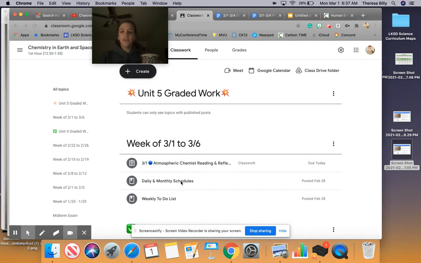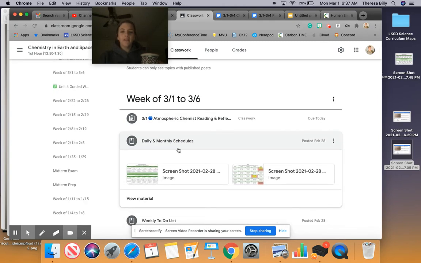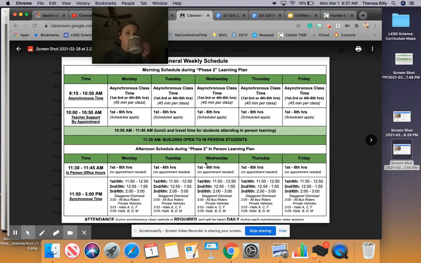A couple other changes that are happening that I want to remind you about. If you click on the daily and monthly schedules resource that I posted, you can see a calendar that shows you what hours are meeting on each day. Like today is hours 1 through 3, tomorrow's hours 4 through 6, and so on. Just a reminder that we don't have school on Friday. I totally forgot until yesterday. It's fine.